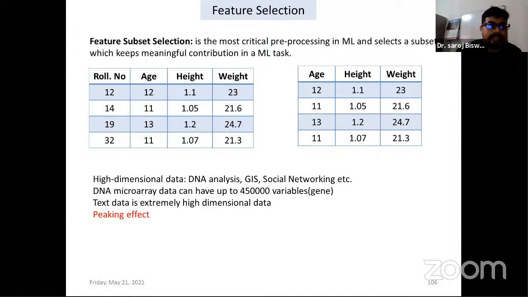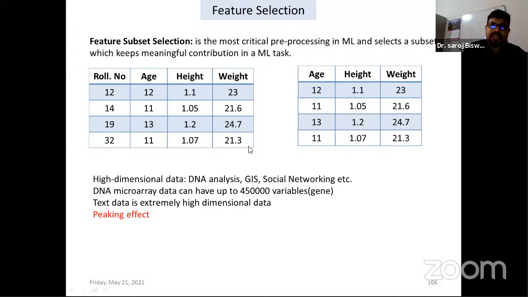Fine. For example, see here that we have a data set. Here the objective is to find the weight of a student. Each student is described by roll number, age, height, and this is the weight.